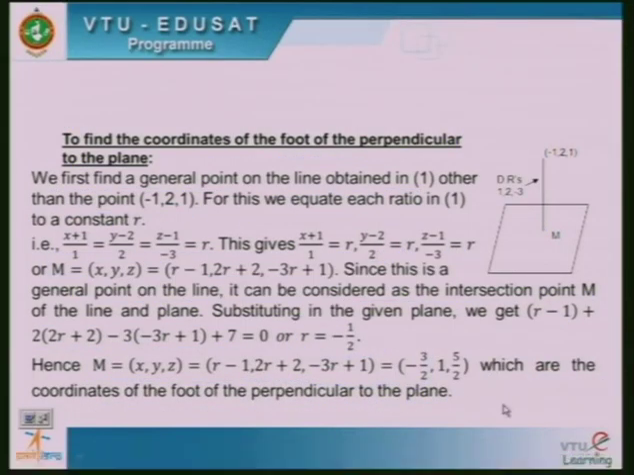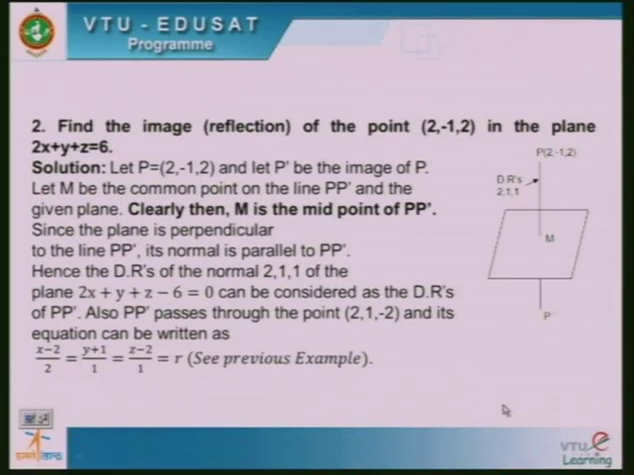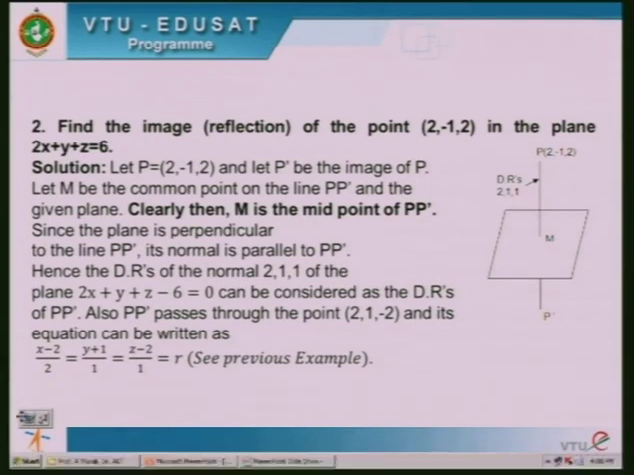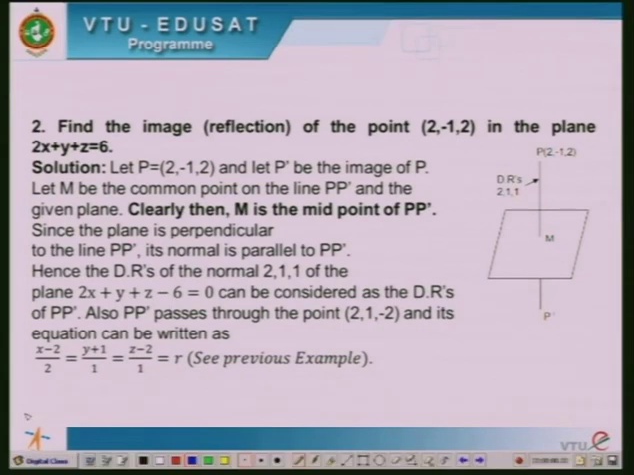That concept is explained in the next example. So find the image or the reflection of the point (2, -1, 2) in the plane. Some plane is given, 2x + y + z = 6. As you know, the plane equation can be written with RHS 0, it will read 2x + y + z - 6 = 0.